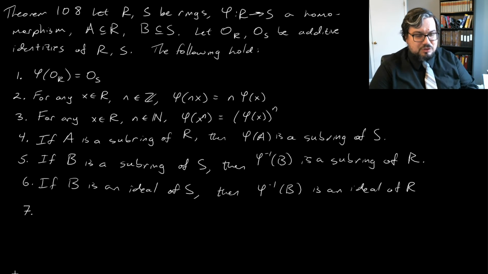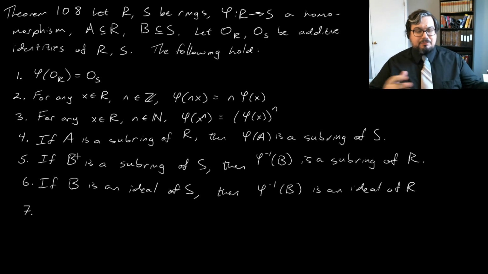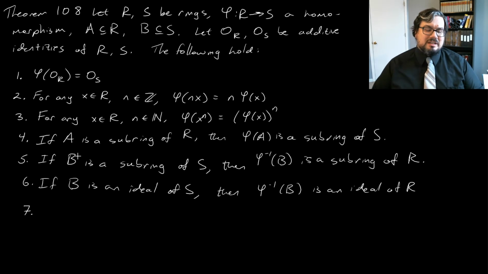This is showing that certain properties of the sets A and B are carried through when you go forward and back. So if you've got a subring on one side, then either its image or its preimage is going to be a subring. Now, if B is an ideal, then the preimage of B is going to be an ideal of R. But unfortunately, the same is not true going the other direction. If A is an ideal of R, then phi of A does not necessarily need to be an ideal of S.